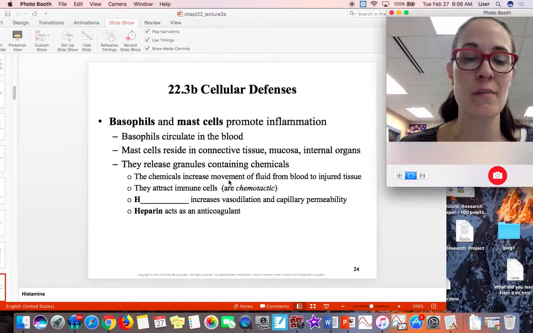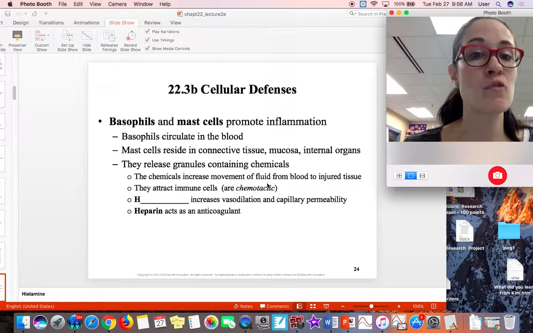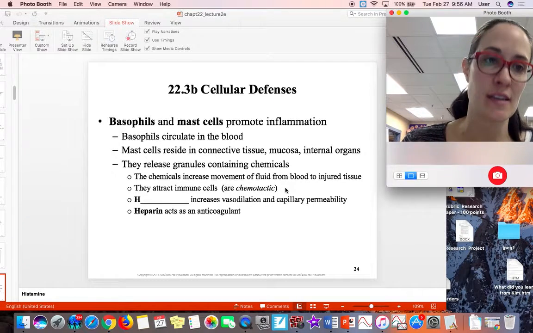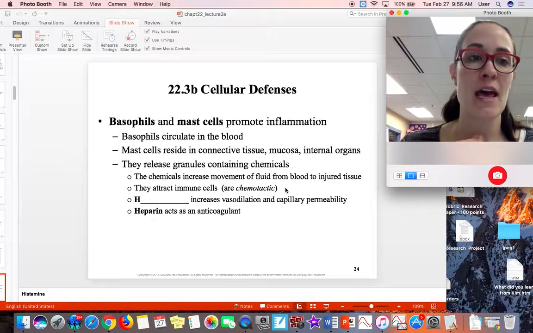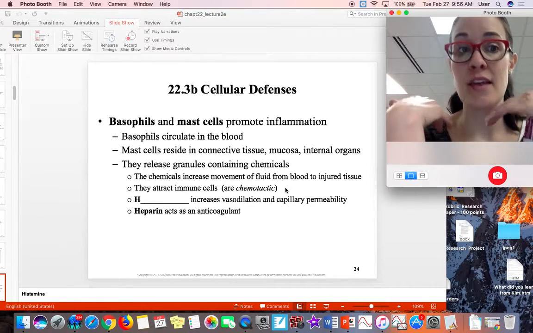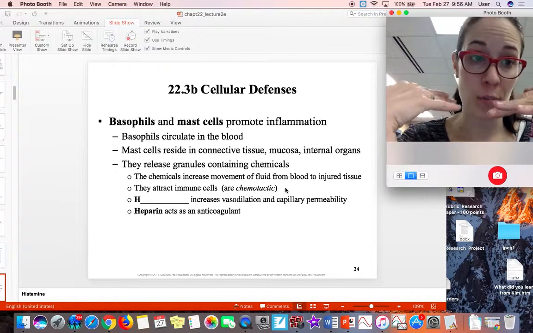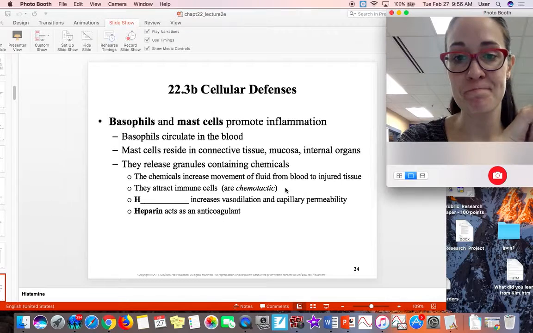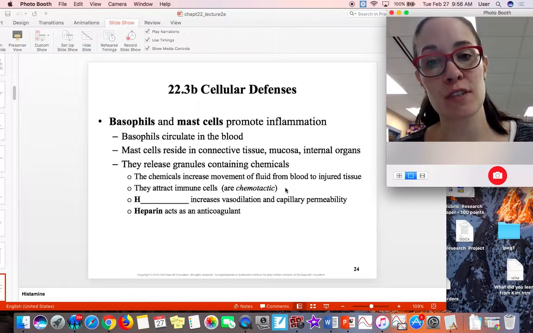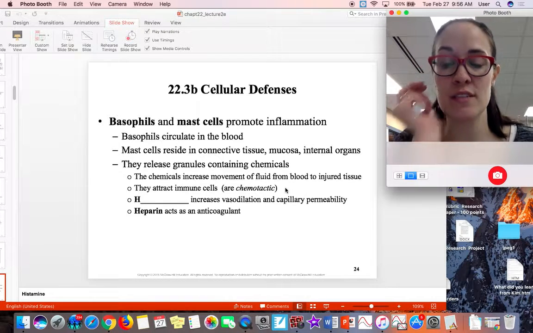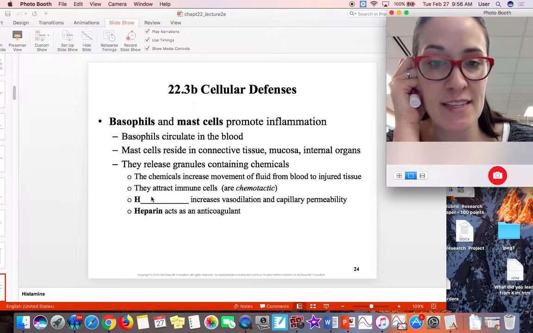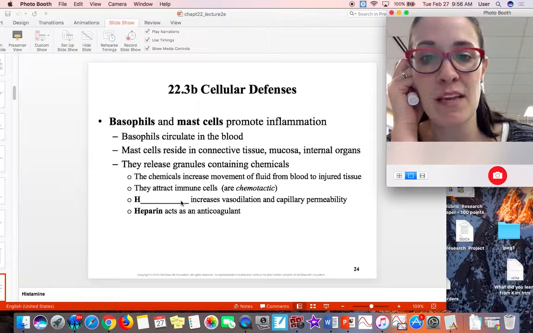And these chemicals increase the movement of fluid. So it causes fluid to move out of the blood and into the tissue. These chemicals also are chemotactic, meaning they tell other cells to go help, come to this area because it's damaged. They also release two different chemicals that have specific jobs. The first one is histamine. You can write it down there, histamine.